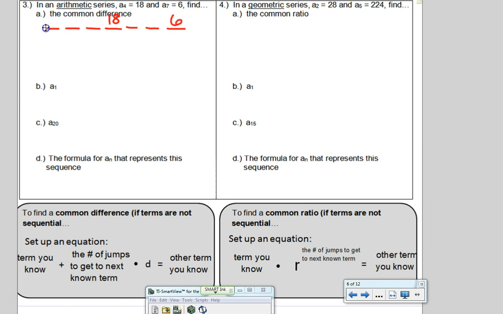So notice that the numbers are going down. So you know that you're not adding a positive number, you must be adding a negative number because we are doing an arithmetic, which means that it's adding. So I know that I'm going to have to add D to get to that one, add D to get to that one, and add D to get to that one. So I have 18 plus 3 Ds has to get me down to 6. Okay, now I can solve.